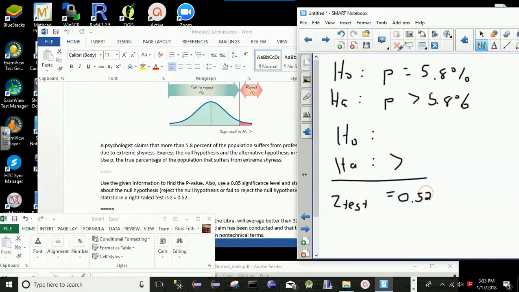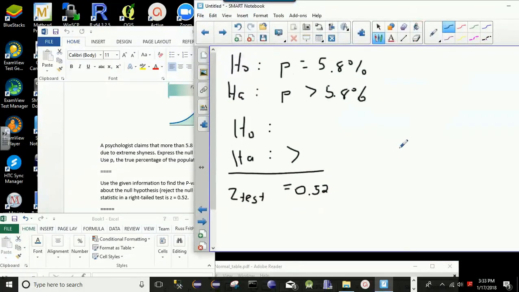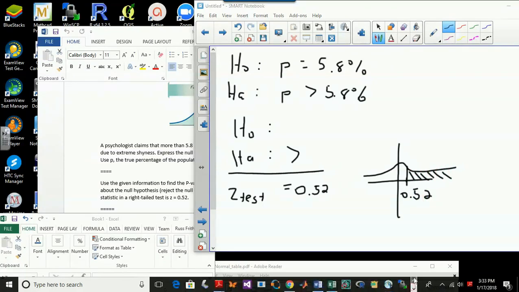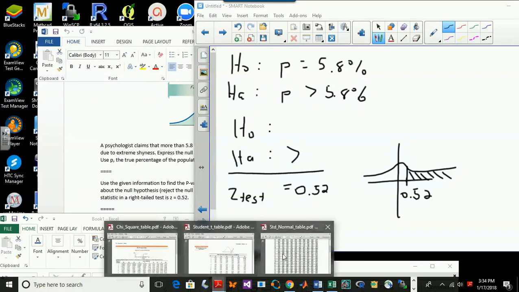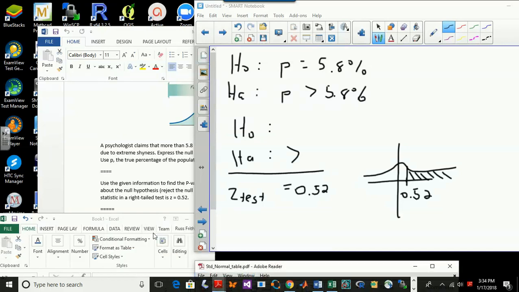Okay, so now in a right-tailed test, to calculate the p-value, 0.52 is here, right? And so the p-value will be this area right here. So we go to our standard normal table and we find the z-score of 0.52. So where is that? There it is.